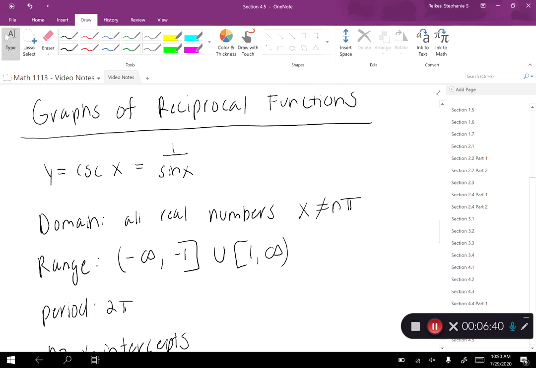Let's start with y equals cosecant x. That is equivalent to saying 1 over sine. Again, we have a fraction, so my domain is going to be all real numbers except what makes my denominator 0, and x cannot be equal to n pi. The range of cosecant goes from negative infinity to negative 1, union 1 to infinity, again, assuming no shifting of the graph just yet. The period for cosecant will be the same as what sine was. The period is 2 pi.